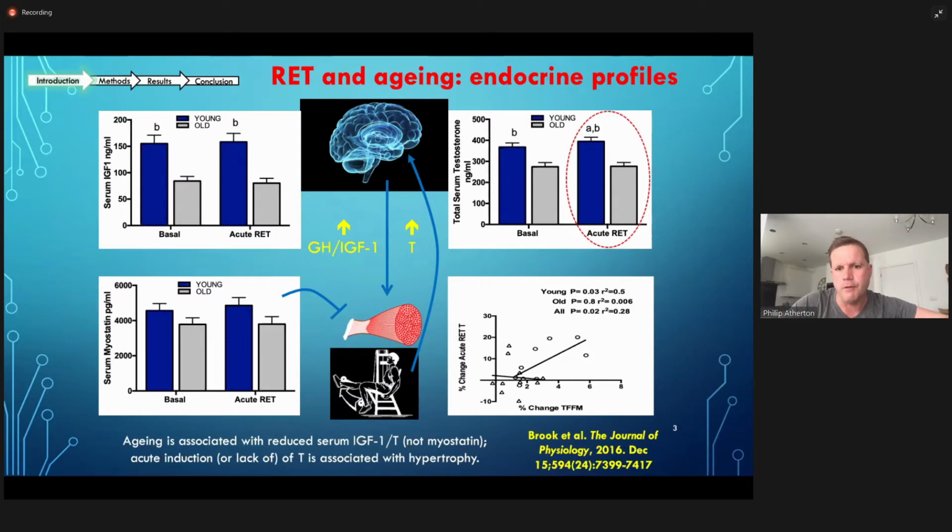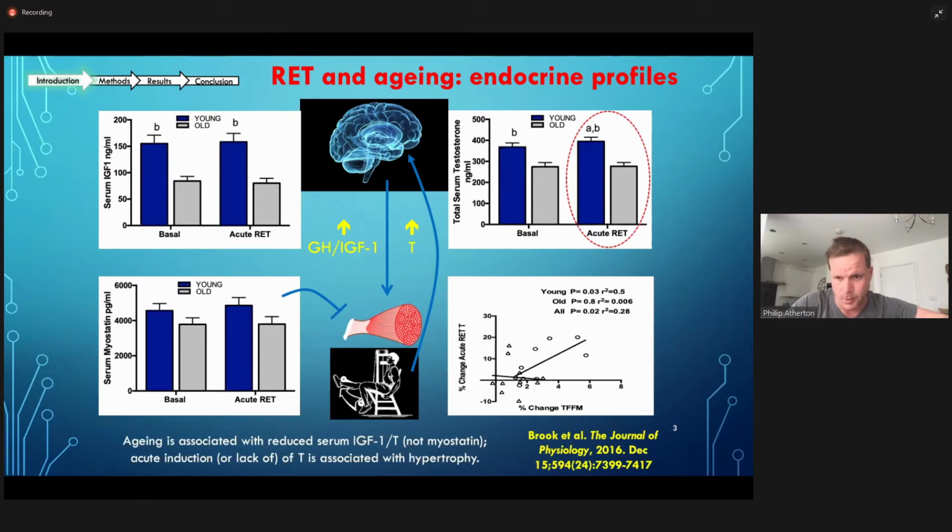Just note the red loop around the top right graph, because the other thing we've looked at is how testosterone concentrations change with acute exercise. And again, it's well established that IGF-1, growth hormone, for example, and testosterone will increase with muscle activity. And of course, as I'll get to in the second part of the talk, that's thought to be a process that's important in potentially the regulation of muscle hypertrophy.